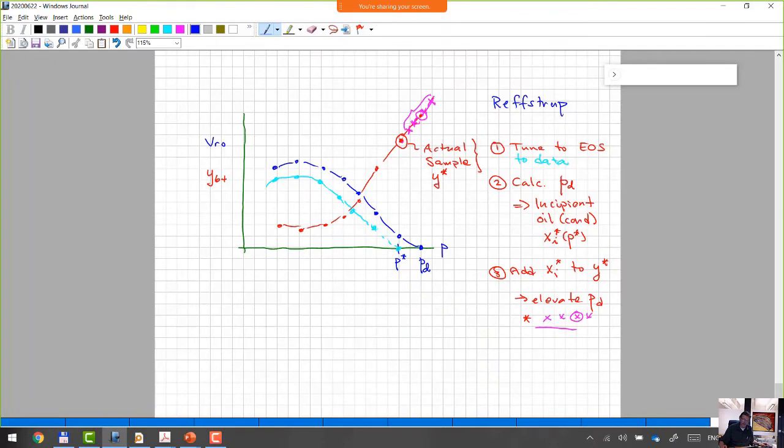Yeah, so that's basically the recommended approach to getting the extrapolated curve. What you don't want to do is recombine separator gas and separator oil to elevate the dew point. That you do not want to do.